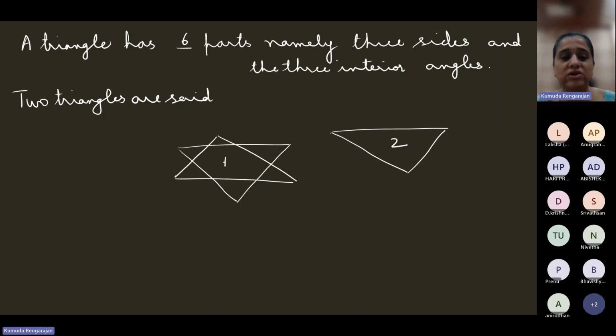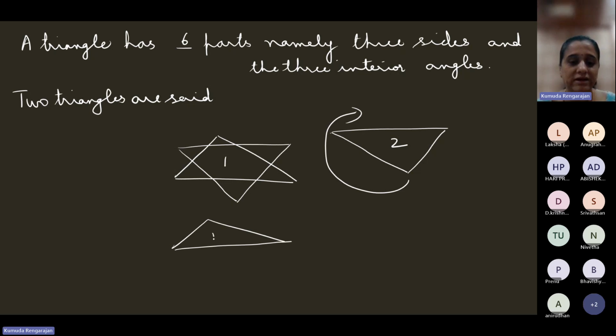So supposing triangle 1 is congruent to triangle 2, they are identical triangles. But if you just drag 2 and place it over 1 like this, they don't coincide. So you must rotate triangle 2. Rotate it, and then if you place it over 1, it'll exactly sit over 1 like this. The sides of triangle 2 will sit on the sides of triangle 1.